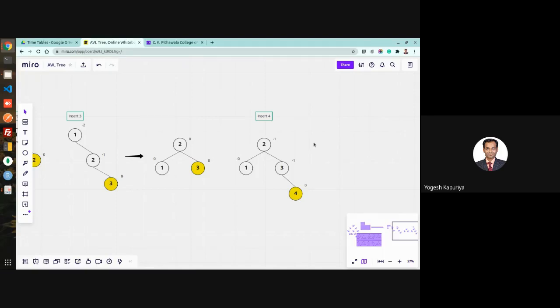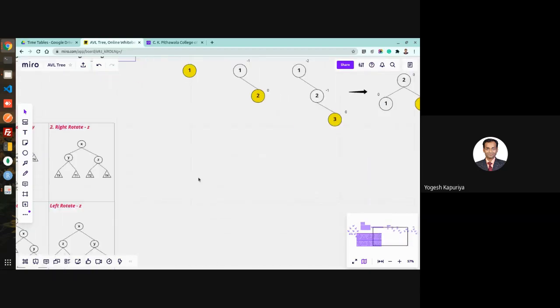So remember, it is not necessary that after every insertion you need to perform rotation. Okay, there may be a case where you don't require to perform rotation. So this is an example of that. Let's insert 5 now.